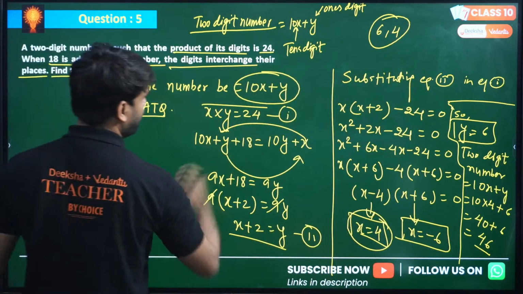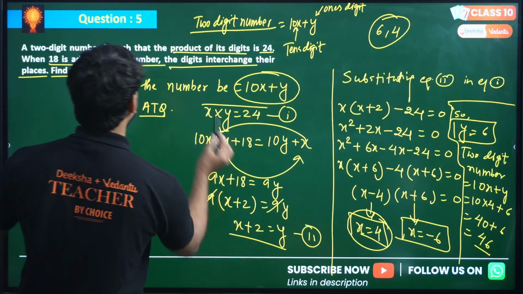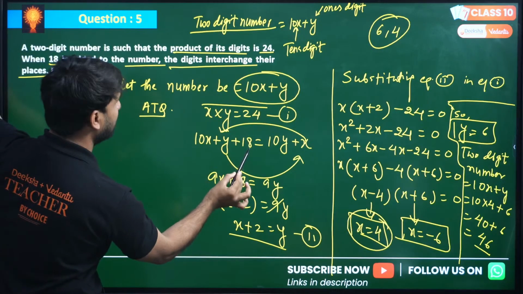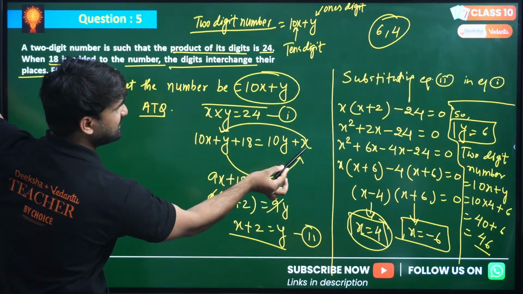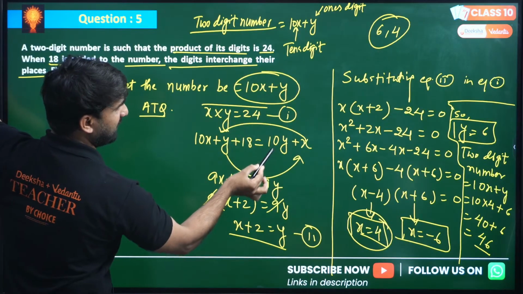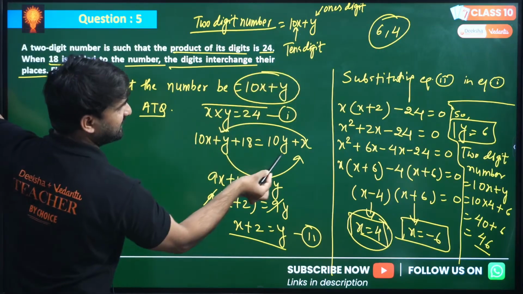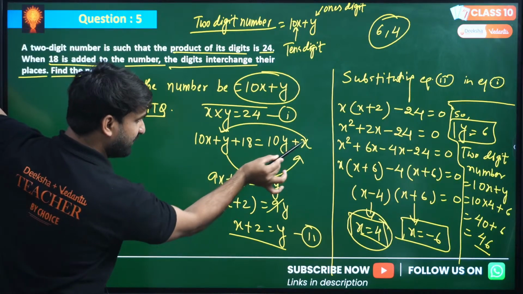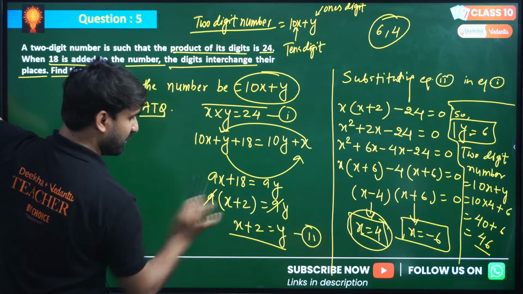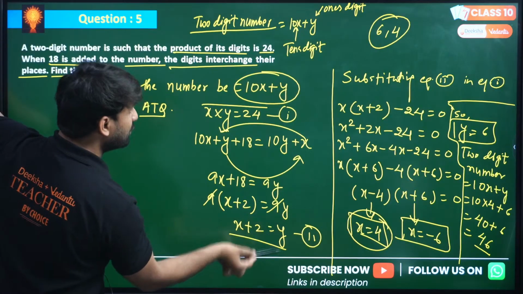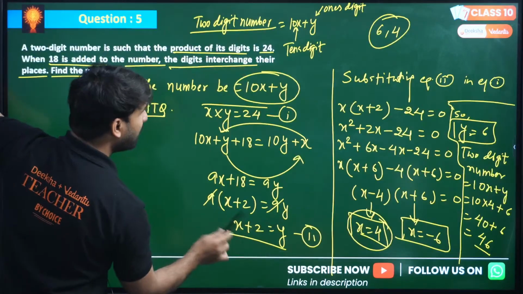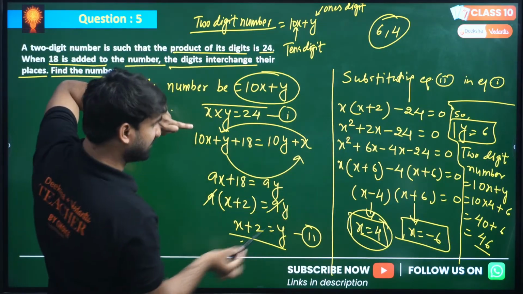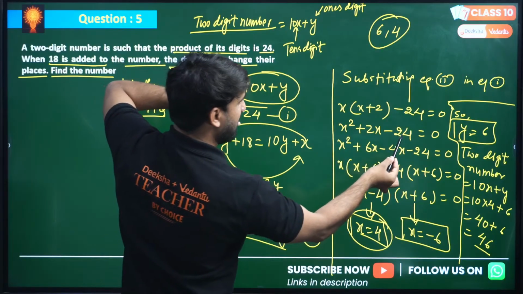So x into y was 24, and when 18 is added to the number, the digits interchange. So the ones digit will become the tens digit and the tens digit will take the position of the ones digit. So 10x plus y plus 18 equals 10y plus x. So after shifting this x, we are getting 9x plus 18 equals 9y. So x plus 2 equals y. We have replaced this y in the equation. So y is replaced by x plus 2, and we are getting x square plus 2x minus 24 equals 0.